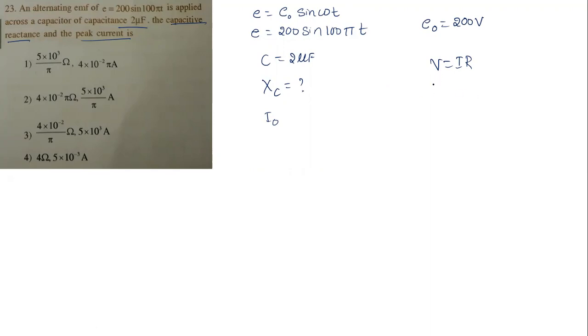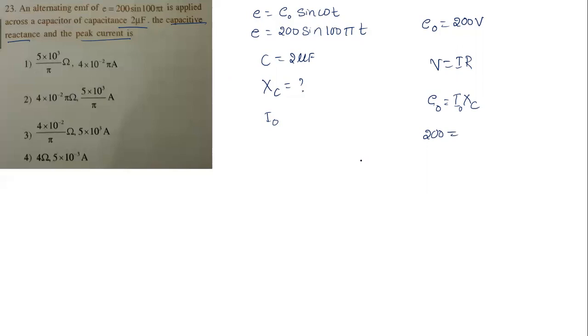The EMF drop is E naught. This E naught is equal to current into resistance, which is I naught and the reactance XC. So E naught is 200, I'm going to insert 200 equal to I naught XC. We need to find the peak value of current.